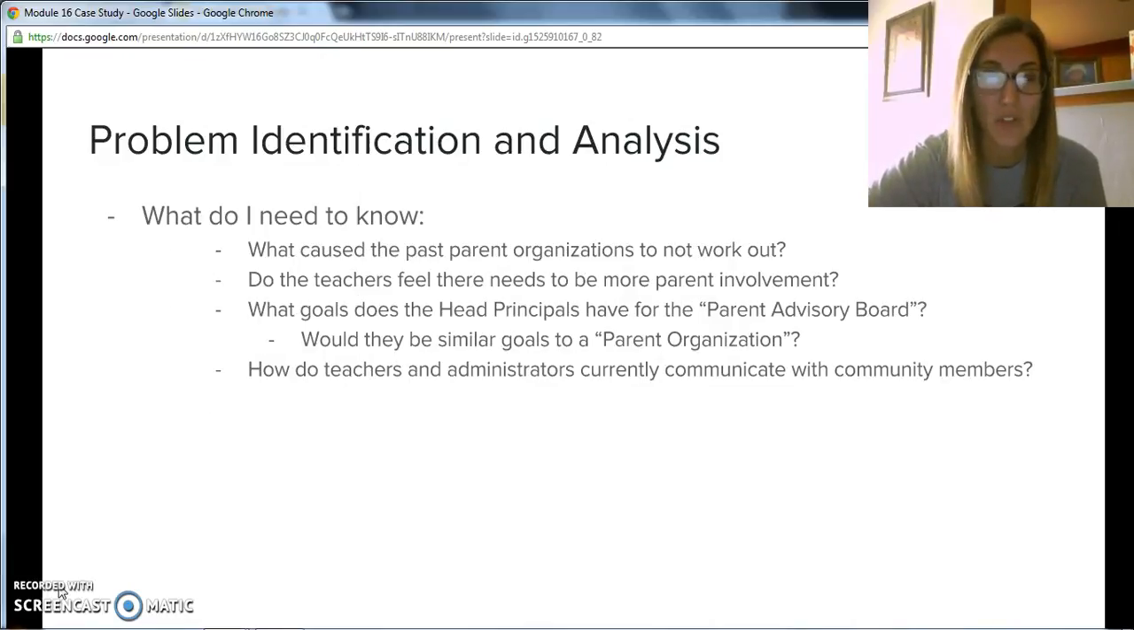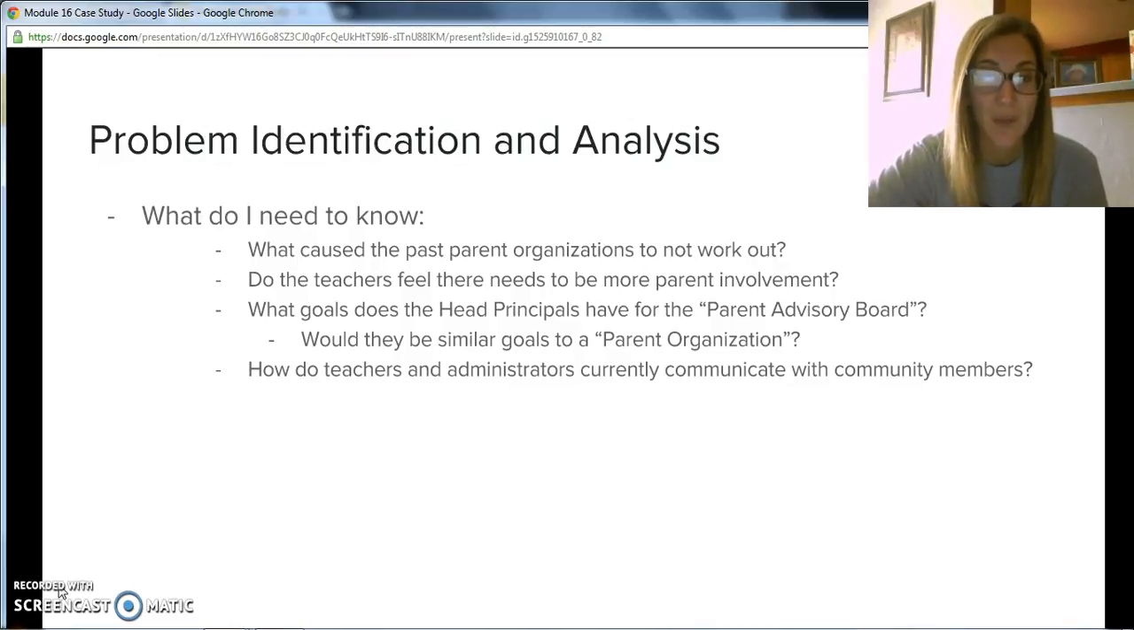What I would need to know to move forward is what caused the parent organizations in the past to not work out. Was there a lack of communication? Was there not enough guidance? Were there no specific goals set in place? What was the problem and what caused them to essentially fail? Do the teachers feel that there needs to be more parent involvement? So do they have the same opinions as the head principal?